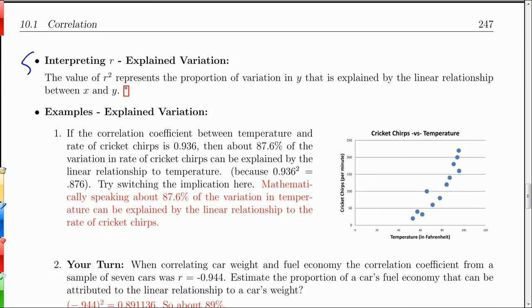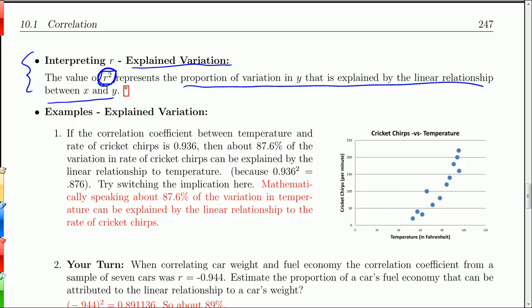Interpreting R, this is used regularly and usually used incorrectly, but we'll use it because it is just so tempting, and it allows us to take the value of R and impose some sort of explanation of what it means, right? So here's what you do. It's called explained variation. If you take R and square it, then what you get is the explained variation. But you have to remember to square it. And that value of R squared represents, and this is a strict mathematical statement, the proportion of variation in Y that is explained by the linear relationship between X and Y.